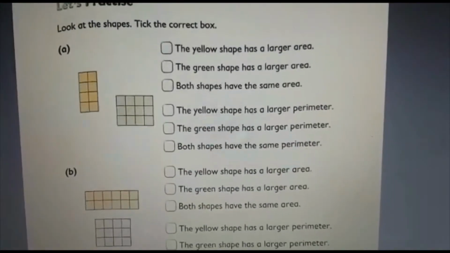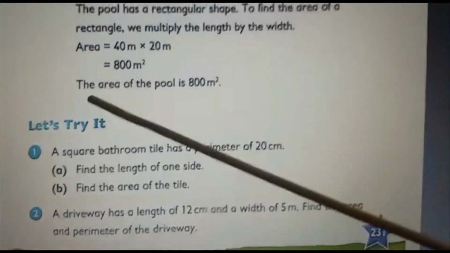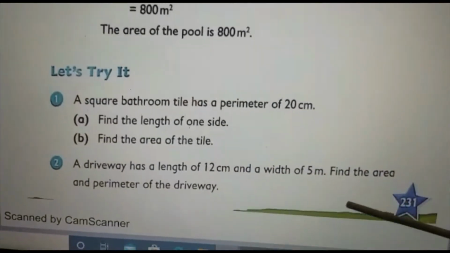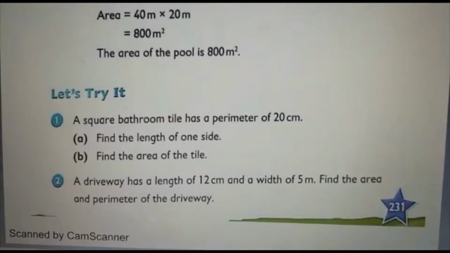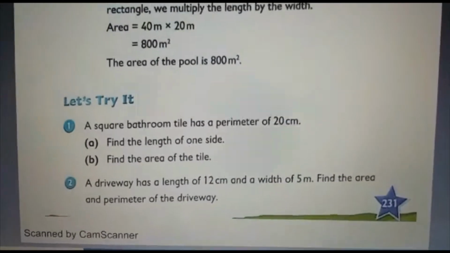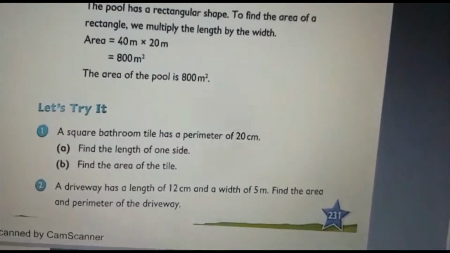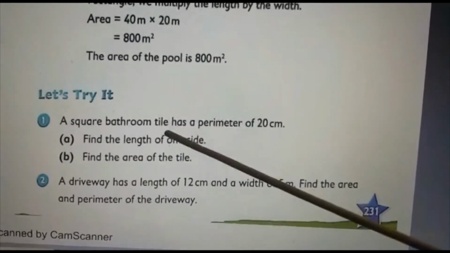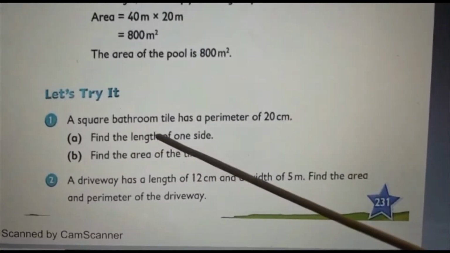Okay. Now let us go to the practice sums given in page 231. That's the word problems. So all the word problems, the equations will be same. So first read it and try to understand the concept and then you do it. So what's the first question? A square bathroom tile.